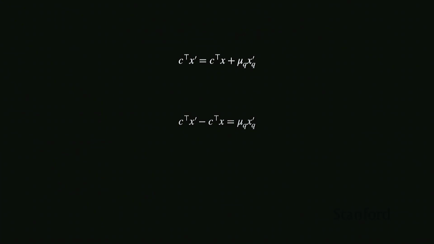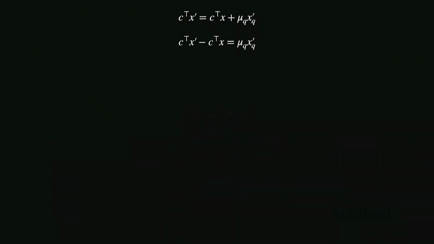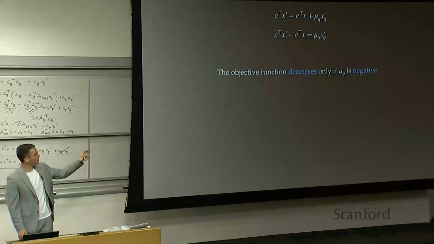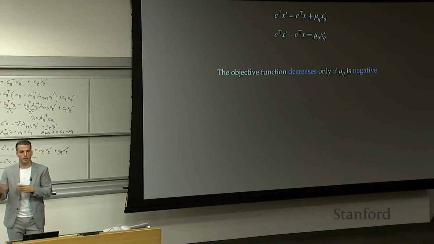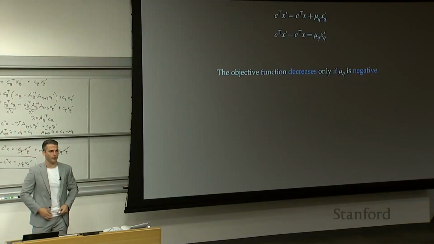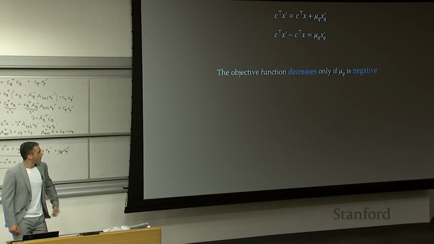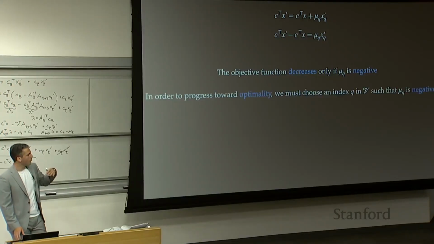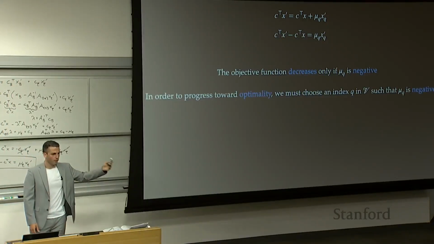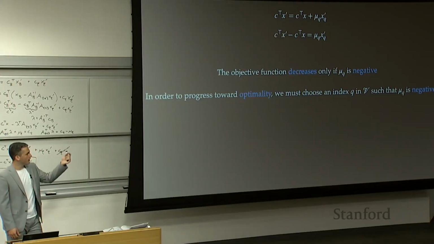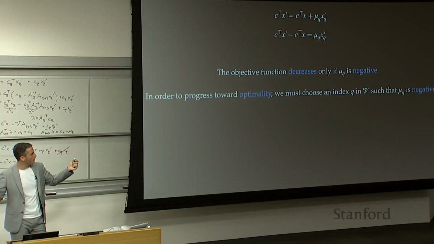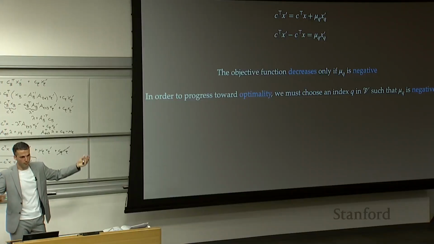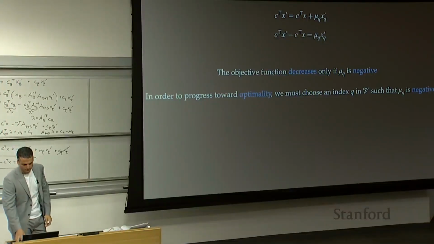And so this is the result that we ended up with here. Notice what this is telling us. When we move between x and x prime, the objective function is going to decrease only if this mu q term is negative. And that's what we want to do. We want to decrease our objective. We're trying to minimize our objective. So we're looking for negative mu q components here. So in order to move towards optimality, in order to keep improving our objective, we need to choose an index from our free indices such that mu q is negative. Okay, so we're basically just looking for these negative mu q terms.